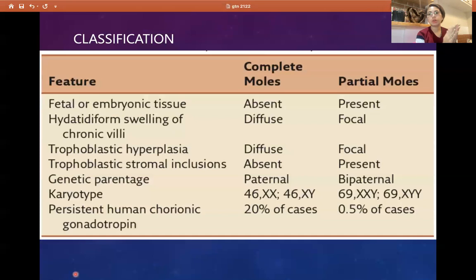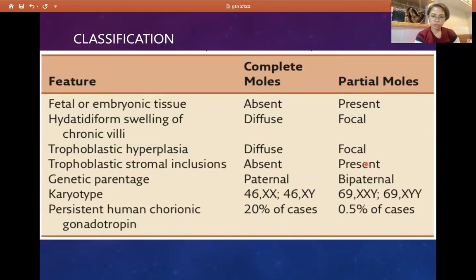Okay, to differentiate complete versus partial mole, number one, of course, very important, is the presence of embryonic tissues. For partial mole, you should remember that fetal or embryonic tissues are present. Swelling of chorionic villi should be diffuse in complete moles. Hyperplasia of the trophoblast is also diffuse in complete moles in comparison to partial moles. Stromal inclusions in the trophoblasts are present in partial mole.